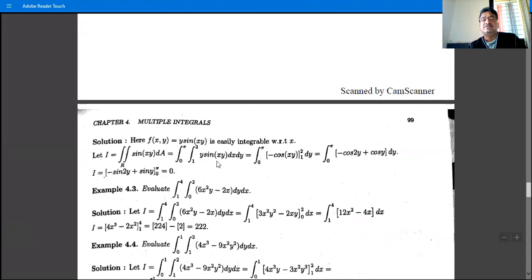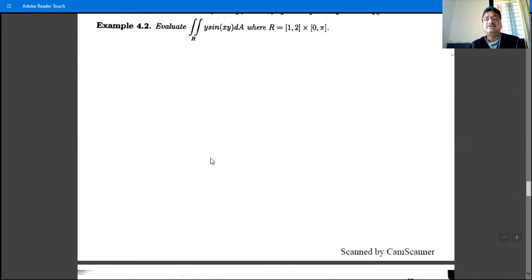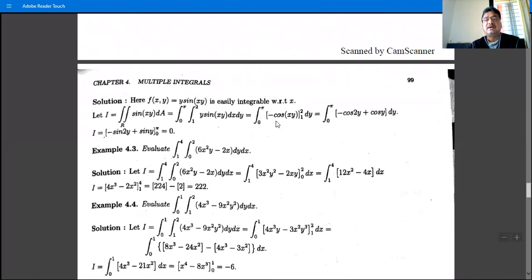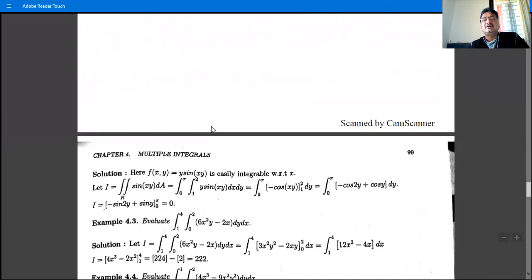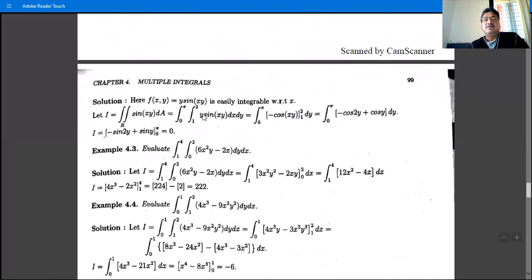So integrate either first with respect to x or first with respect to y. The function is y sin(xy). Integration with respect to x first is easy, because now y is constant, and the integration of sin(xy) is minus cos(xy) divided by y, and that y and y get cancelled.